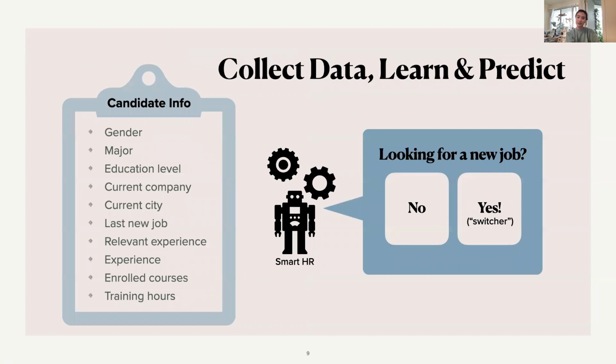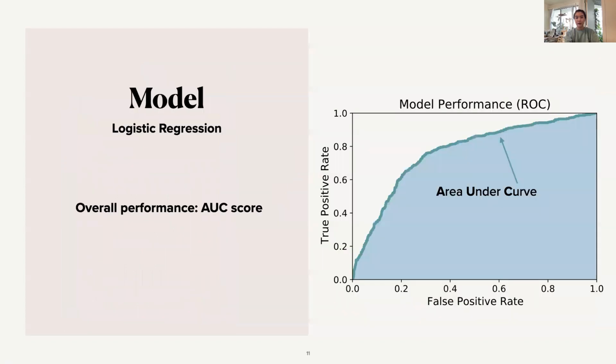Given the candidate info, such as education, current company, and the credentials, Smart HR will help you figure out whether the candidate is looking for a new job, aka a switcher, or not, based on the probability it calculated and the threshold you choose. And the model behind is logistic regression.